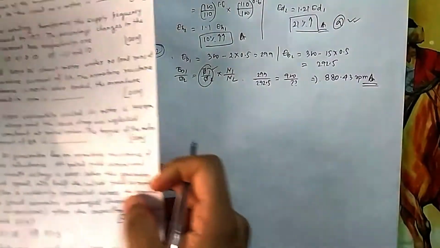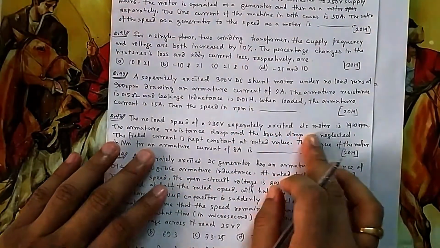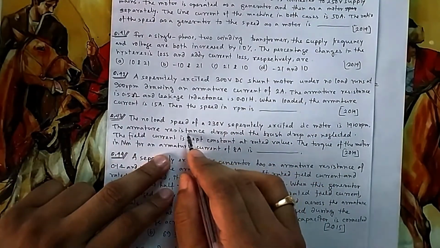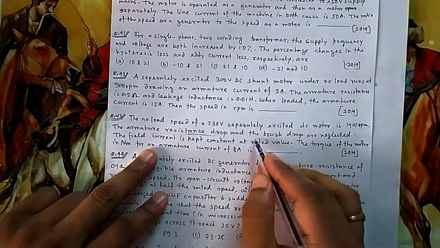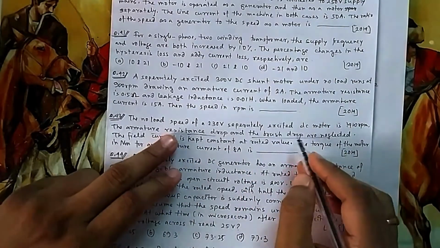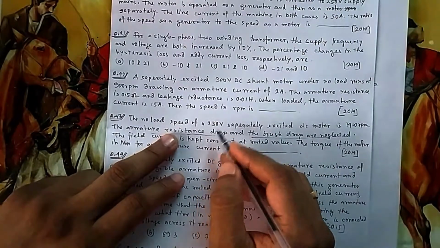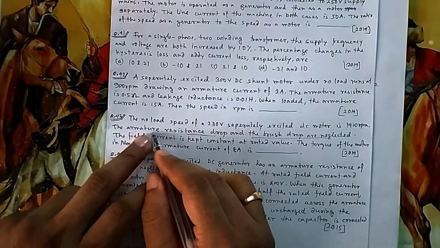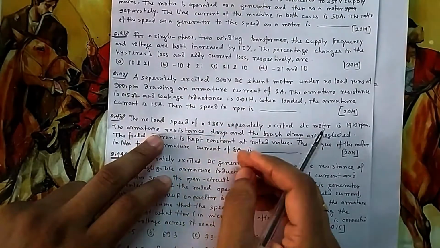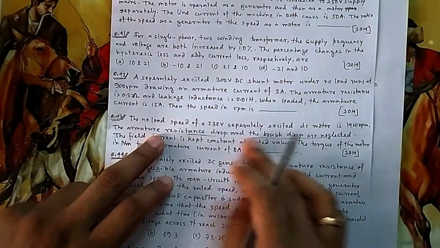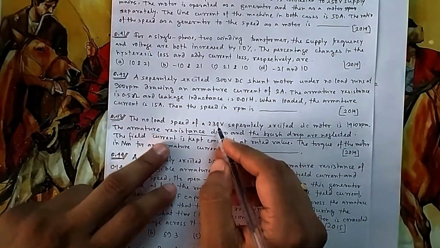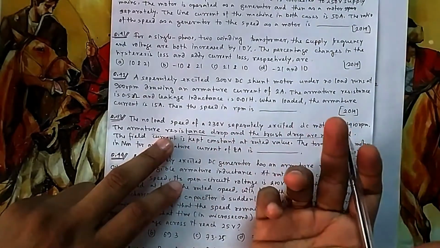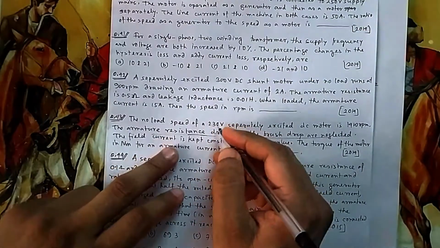Now if you come to 43, the no load speed of a 230 volt separately excited DC motor is 1400 rpm. The armature resistance drop and the brush drops are neglected. Now if you neglect the armature resistance drop and brush drop, then the back EMF is directly 230 volt. Then there is nothing in between back EMF and supply voltage. What we apply is 230, from that we subtract the armature resistance drop, then we get the back EMF. But because you are neglecting these two, this supply voltage will be your back EMF. So every time its back EMF will be 230 only.